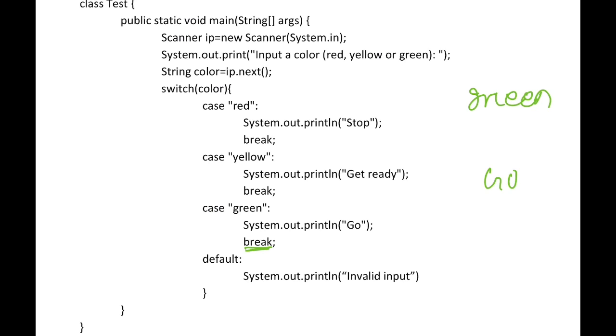And if the user entered any other color except red, yellow and green, the default one is going to be executed and it is going to show invalid input.